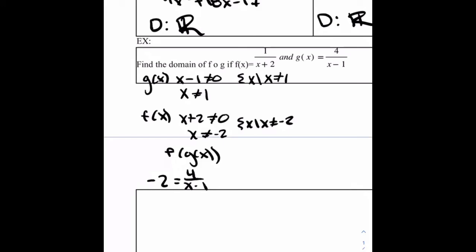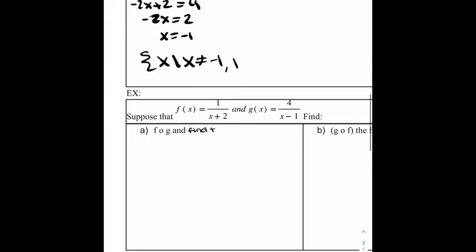So I'm going to start by multiplying both sides by x minus 1. And that gives me negative 2x plus 2 equals 4. I'm going to start solving for x. And I get x equals negative 1. So the domain of this function is x such that x cannot equal negative 1 and 1, because if we automatically put 1 into g of x first, that gives us undefined and we couldn't even move forward to doing f of g of x.